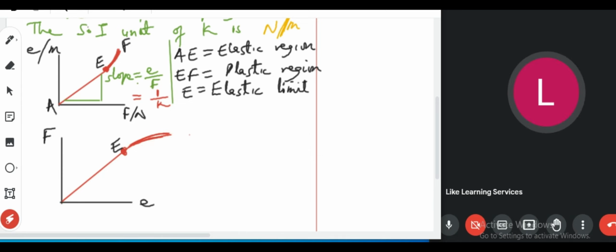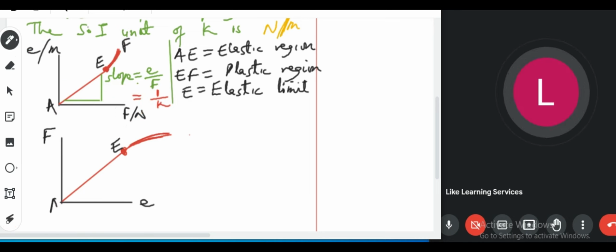Compare it with a graph of E against F. A to E is the elastic region. E to F is curving upwards for the plastic region. That is for E against F, extension against load, extension against force. And you can see the difference when it is force against extension.